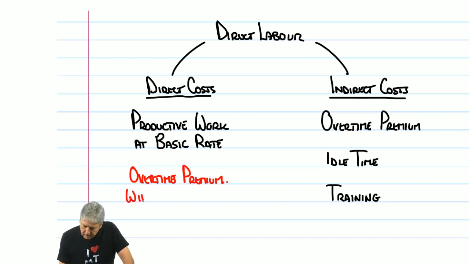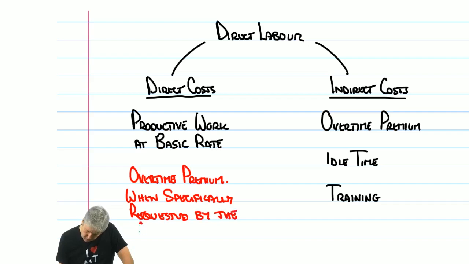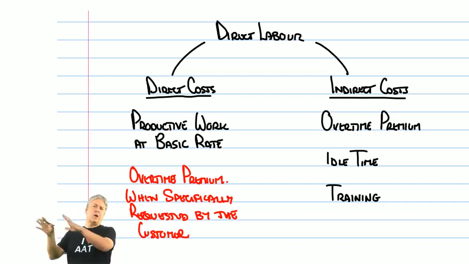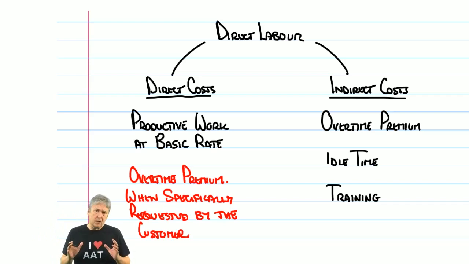Well, it is only direct when specifically requested by the customer. If the customer asks for a rush order and we say, well, that means we're going to do overtime, and they go, oh, don't worry about that. If they are going to pay for it specifically, then we would charge it as a direct cost. Okay? So those are the rules.